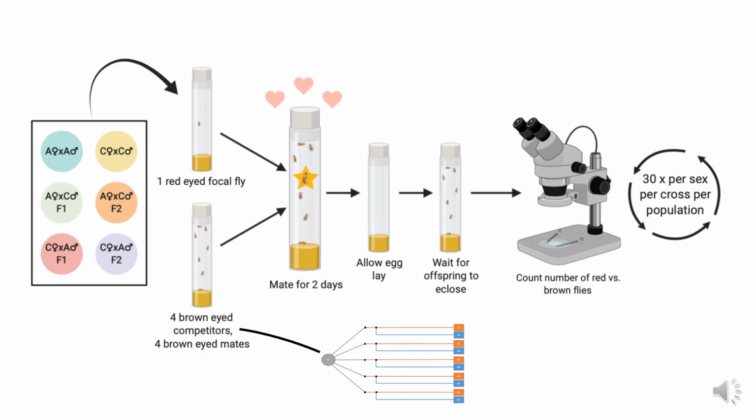which were then called the IV browns. We allowed the focal fly, the target mates, and the competitors to mate for a period of 2 days together, after which they were transferred into a fresh vial to lay eggs for a limited period of time. The offspring that were produced from these eggs were then carefully observed under a microscope, and the proportion of red-eyed offspring was recorded.